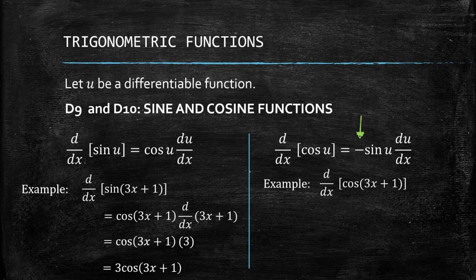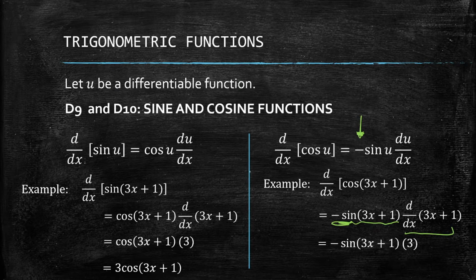So let's try to use the same u here. Instead of sine, let's have cosine. So the derivative of cosine of 3x plus 1. Again, the derivative of cosine is simply negative sine. So we will write negative sine, then just copy whatever is the angle, and then get the derivative of whatever is inside the parentheses, which is 3x plus 1. Solving, the derivative of 3x plus 1 is 3. Rearranging it, we have negative 3 sine of 3x plus 1.